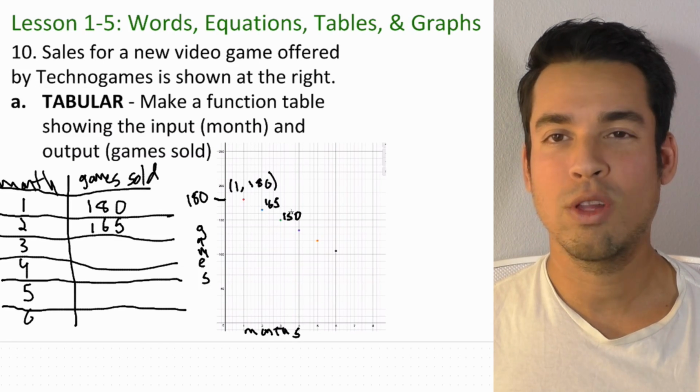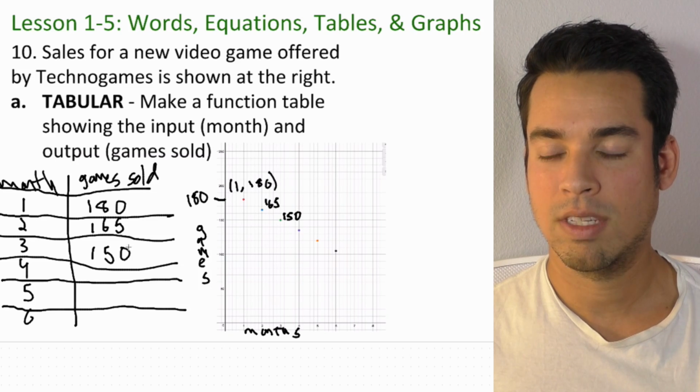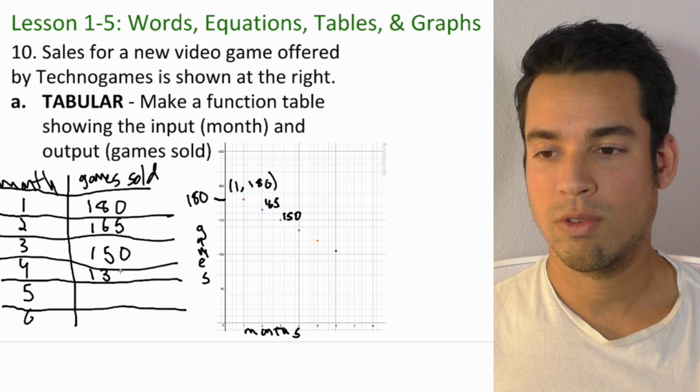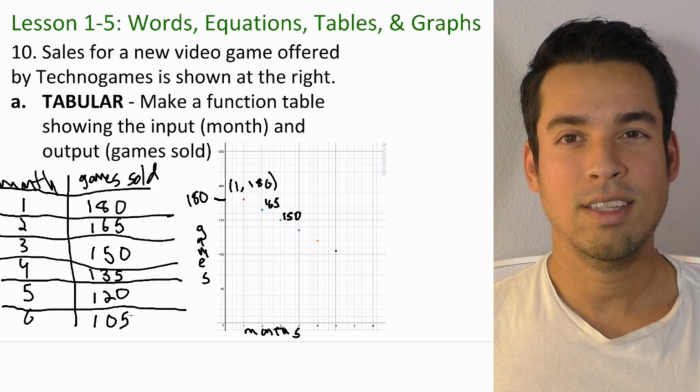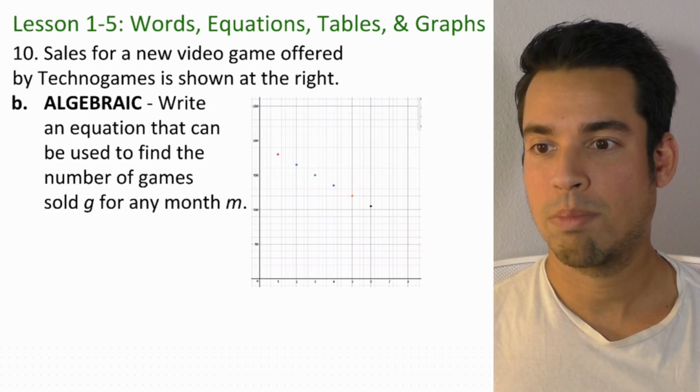And if you look at the table in your book, it just drops by increments of 15. It's actually linear. And then next we have 135. Then we have 120, and it ends at 105. That's how you make this table. That's really all there is to it. Now let's go on to part B.